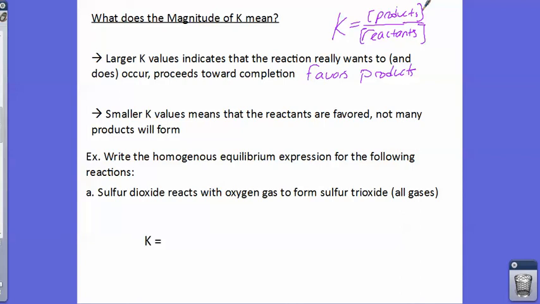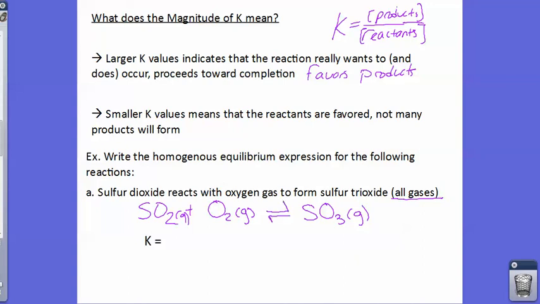So we're going to write our K equation for this reaction. They gave us the reaction in word form, so we'll have to first write out the chemical equation. Sulfur dioxide, which is SO2, reacts with oxygen gas to form sulfur trioxide. Now, it didn't specifically say gases for all of them, but at the end it told us they were all gases. So they'll all be included in our K equations.